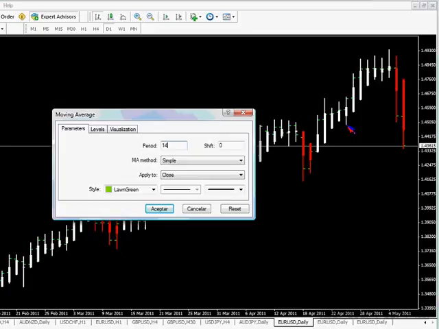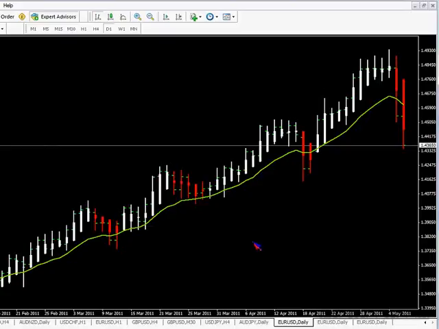14 periods, exponential, right? Apply to close, okay, there we are. We have our moving average in there. We usually say that we have a selling signal when we have two consecutive red bars, okay? The moving average is turning lower, right? And the price crosses the moving average and closes the first candle, right?